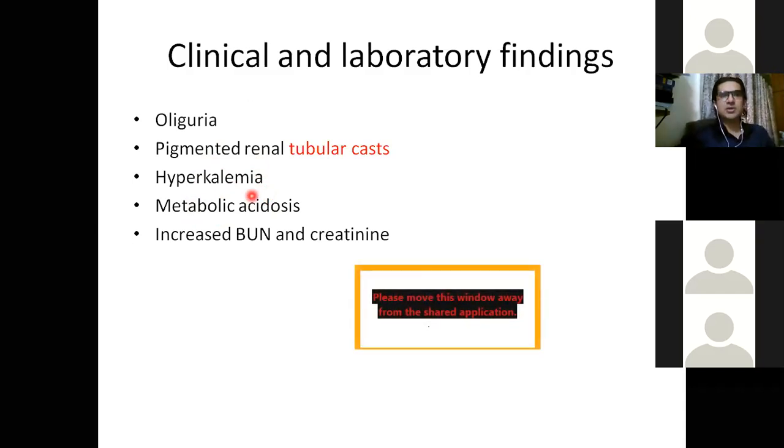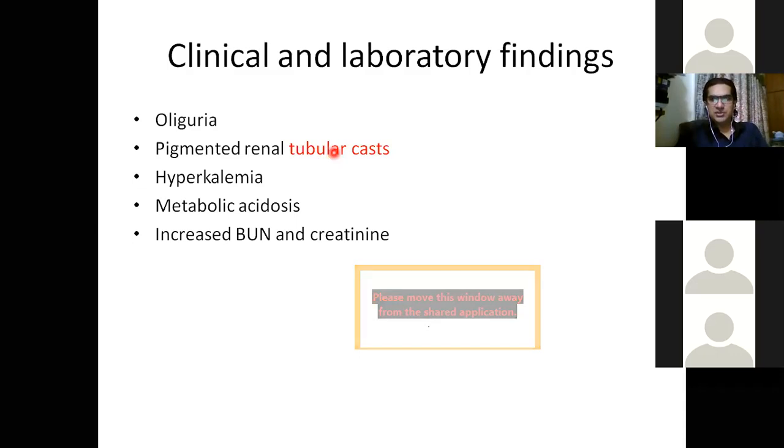The next test we will do is urine analysis, and in the urine analysis, if you find tubular cast, this is pathognomonic of acute tubular injury. This is diagnostic of acute tubular injury, right? So I have given you the typical scenario, because you need to identify clinically this condition.